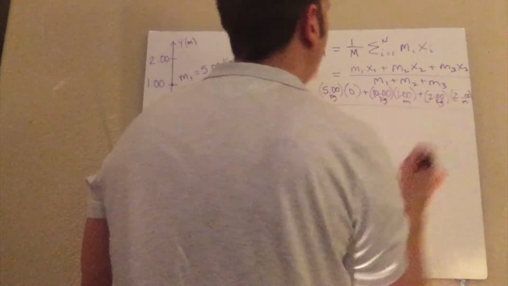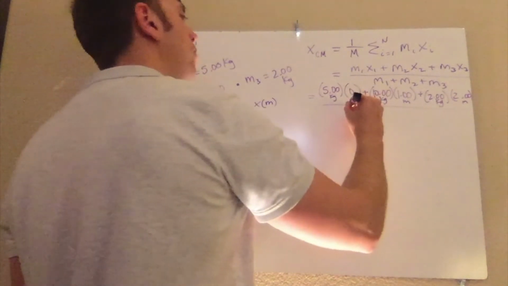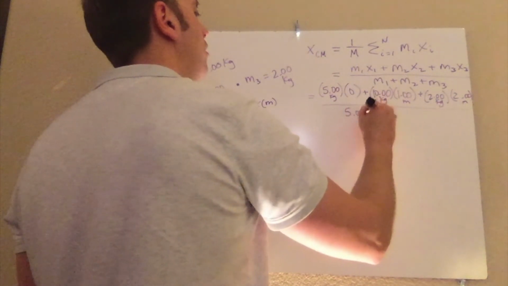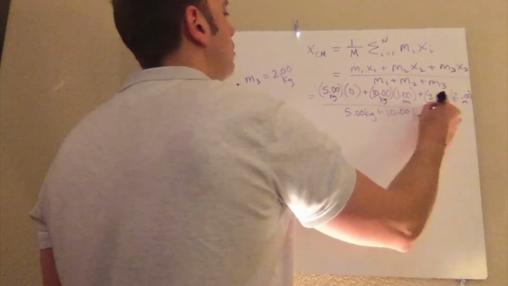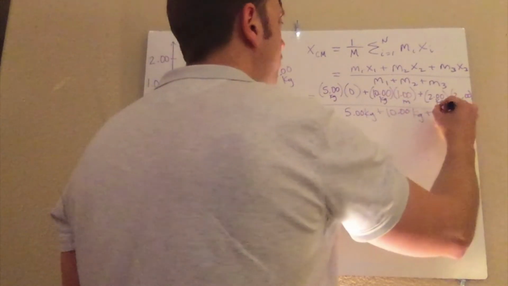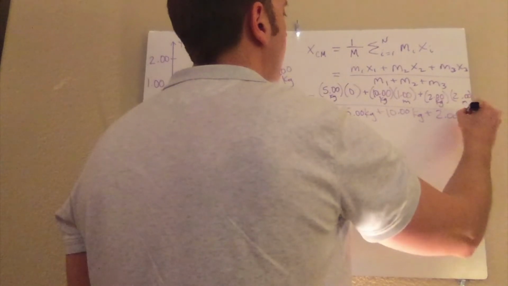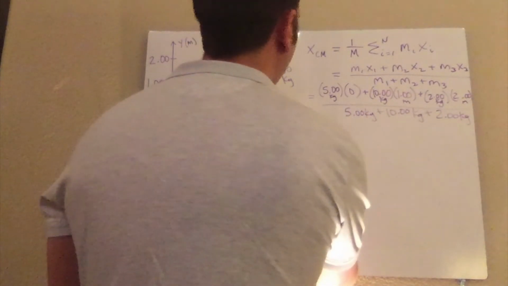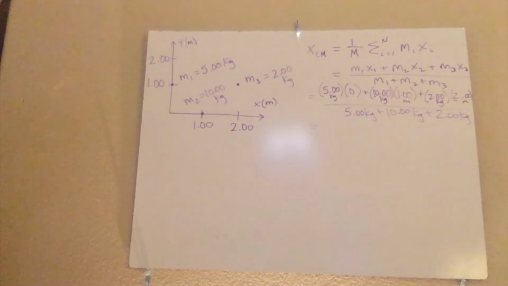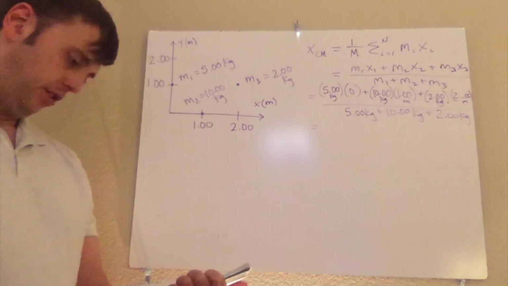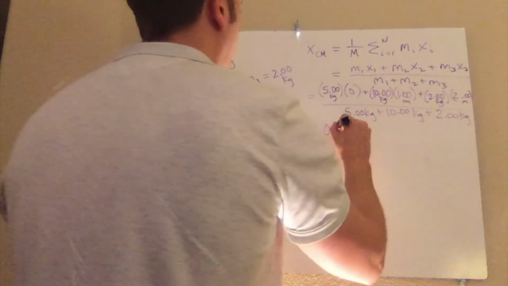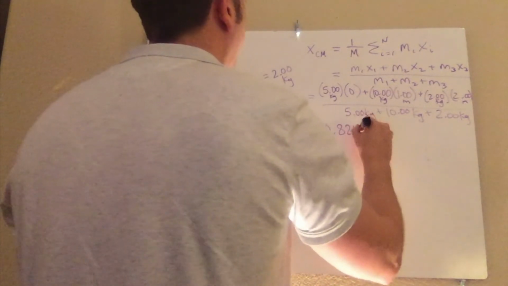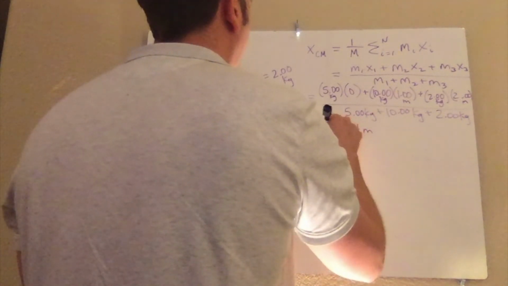What goes on the bottom? Again, just add the three masses. We have M1, which is 5 kilograms, plus M2, which is 10 kilograms, plus M3, which is 2 kilograms. Okay, if you calculate this, here's what you'll come up with. You'll get 0.824 meters. Okay.